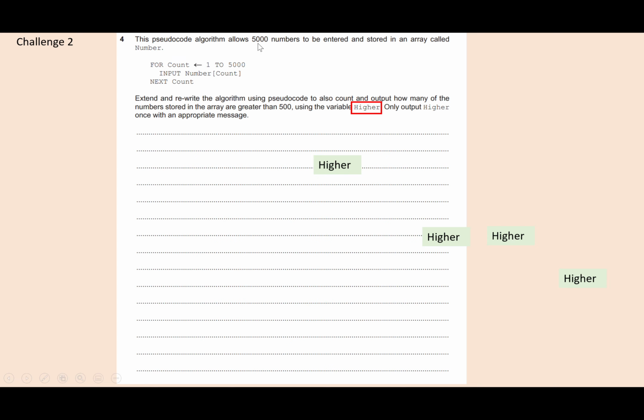Pseudocode algorithms, there's 5,000 numbers to be entered and stored in an array called number. Extend and rewrite the algorithm to also count and output how many of the numbers stored in the array are greater than 500. Using the variable higher, only output higher once, with an appropriate message. Okay, so you only need to do this one in pseudocode. And that's the end of the video, so good luck with that one.